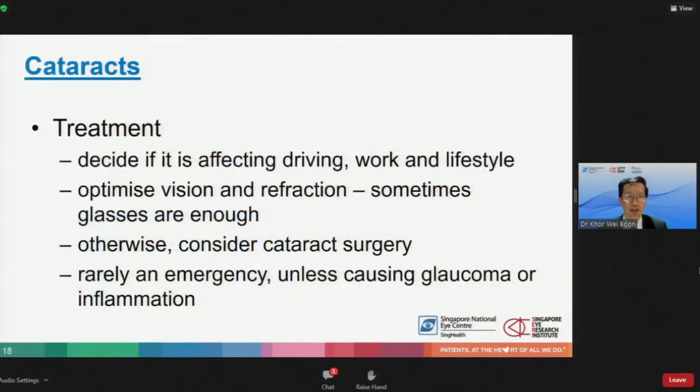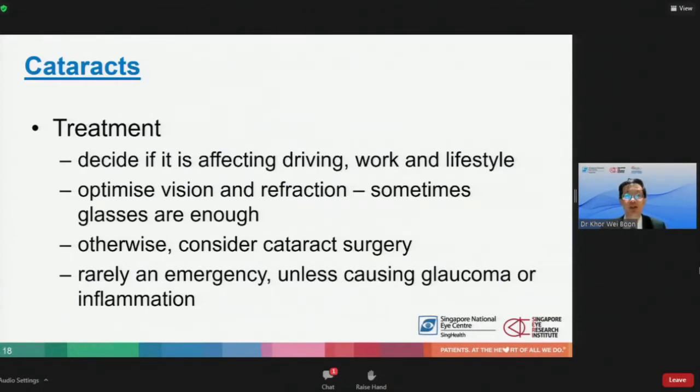If you do have a cataract, then how do we treat or manage the cataract? Well, firstly is to decide if it is affecting your ability to work, to drive, or to do certain activities, for example, reading or hobbies, for example, using the phone, playing golf. If you find that making a new pair of glasses, changing the power of your glasses, can give you better vision, then that may be all that you need at that point in time. However, if glasses don't help anymore, or you find that you have to keep changing your glasses, then you may need to consider cataract surgery.